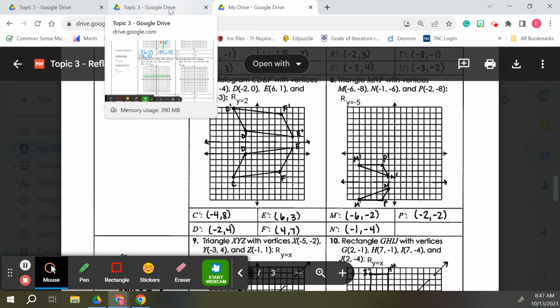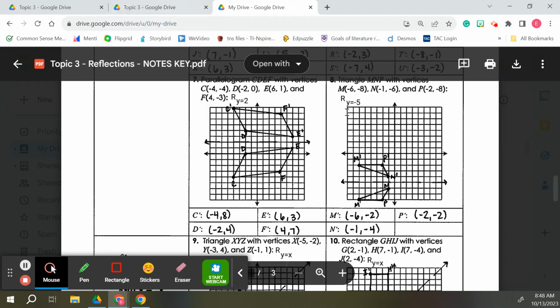There's no real rule behind it because it's constantly changing. It's a lot easier just to graph. You can create a rule if you wish, but it's not going to be consistent. You know what I mean?